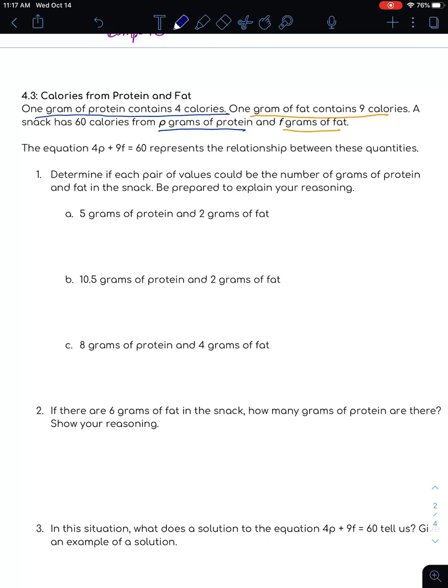If we're given numbers for the variables, to find out if they work, we need to put them into the equation and see what we get. So let's go ahead and put 5 in for the grams of protein, so 4 times 5 plus 9 times the 2 grams of fat, so we're going to put 2 in for F and see what we come up with. So 20, 4 times 5 is 20, plus 9 times 2, 18, so that would turn out to be 38.